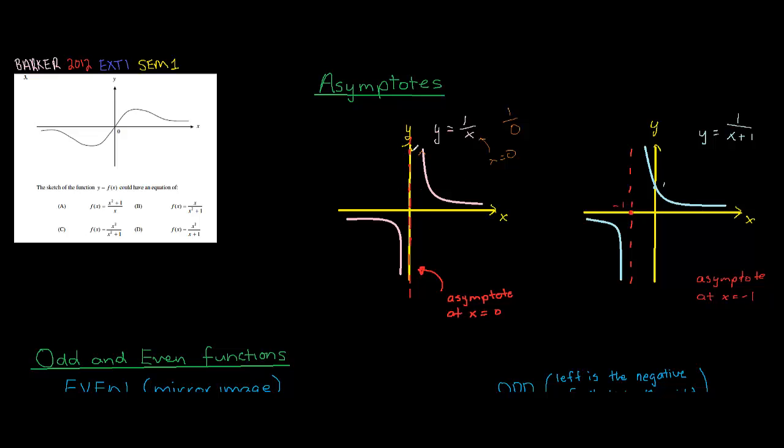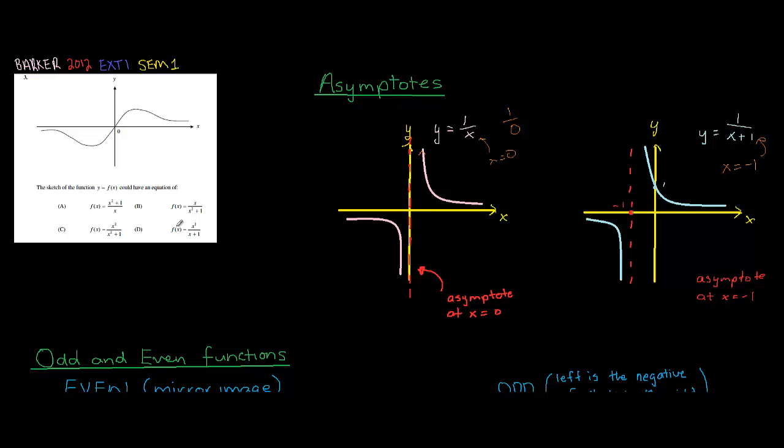And it's not just on the y-axis. You can have asymptotes elsewhere. If you've got the graph y equals 1 on x plus 1, when you put in x equals minus 1, you're going to get minus 1 plus 1, so you're going to have a 0 on the bottom. And then when you put in x equals minus 1, you'll have a similar asymptote just here.